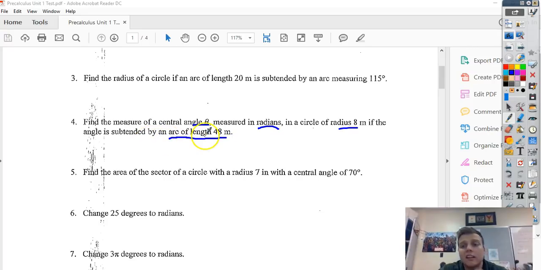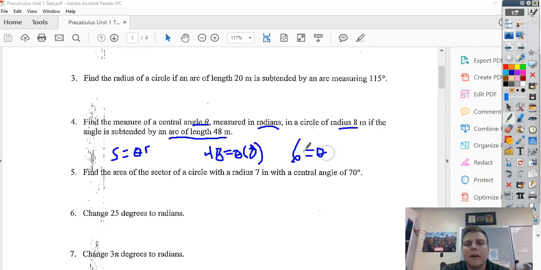Since I know an arc length, I'm going to say S equals. It says theta measured in radians, so I need to use theta r. So S is equal to theta r. They tell me that S is 48, so I can say 48 is equal to theta times 8. So then, to get theta by itself, I divide both sides by 8. 48 divided by 8 is 6. So I get 6 is equal to theta. And wham bam, 6 radians to be specific.